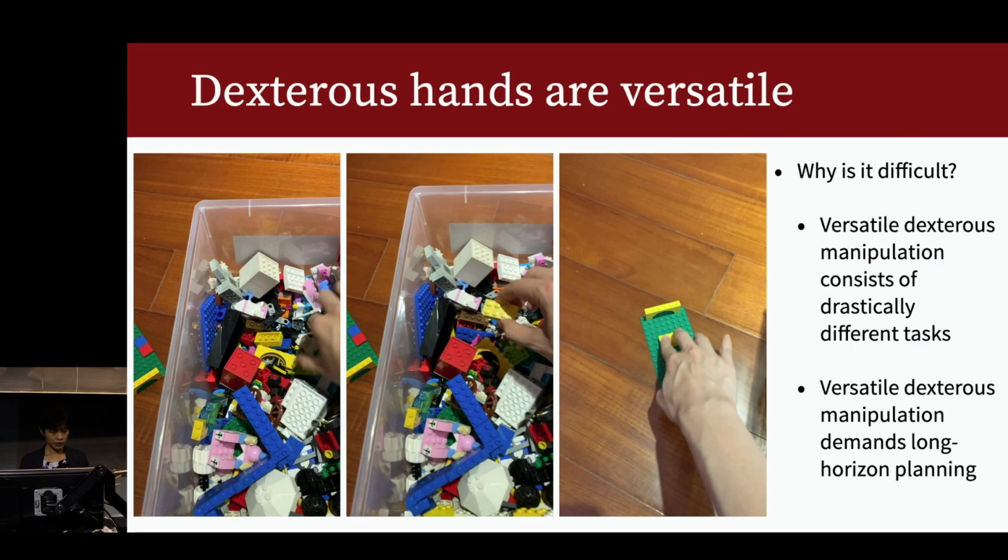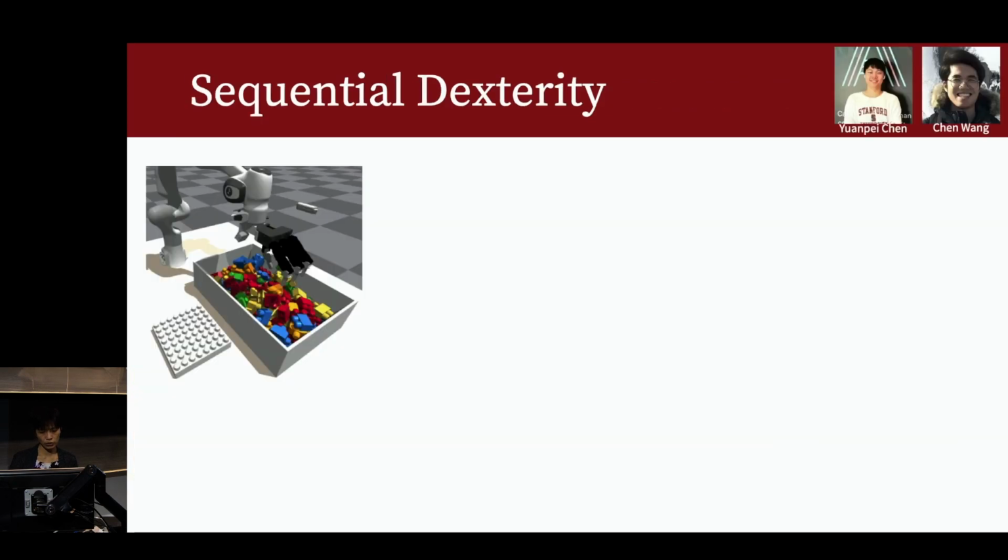But to truly enable the versatility of a dexterous hand, a couple of unique challenges need to be overcome. First, versatile dexterous hand manipulation requires drastically different subtasks. We have to learn all that. Furthermore, it requires long horizon planning that needs to consider the temporal context of all those subtasks, as well as the functionality relationship. So my students Renpei and Chen came up with a solution to that.